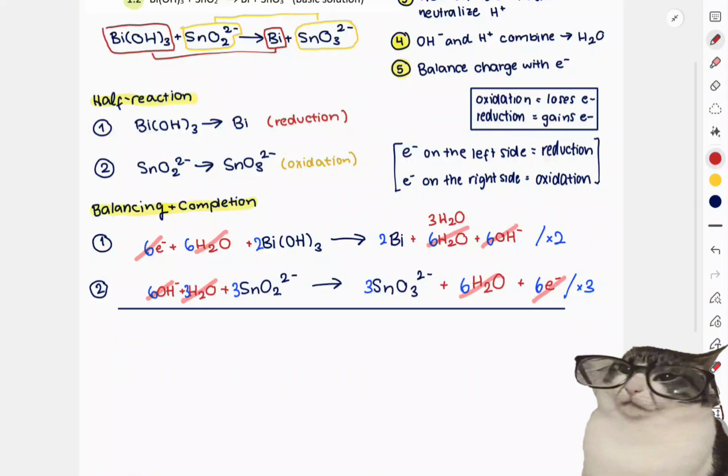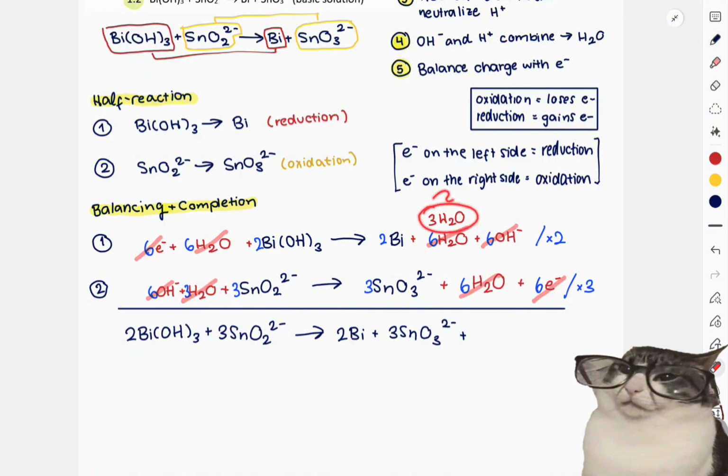So now we write the complete reaction down. We have 2 molecules of bismuth hydroxide, 3 SnO2s, and on the other side of the equation we have 2 atoms of bismuth, 3 molecules of SnO3, and 3 molecules of water. And this is the final and complete redox reaction, or redox equation.